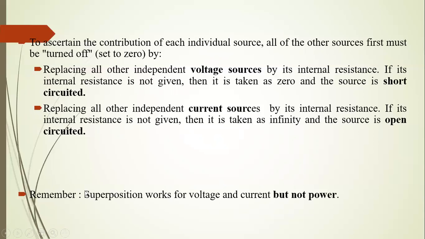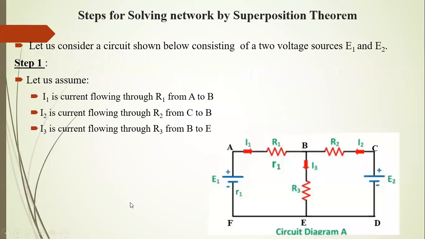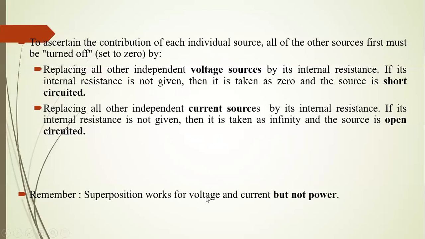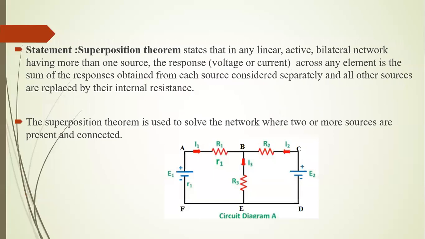Before proceeding, always remember that superposition theorem is applicable only for voltages and currents, not for power. What does it mean? In the previous slide, for example, if I have to calculate the power that is dissipated in resistor R1 when both the sources are present, I cannot calculate the current contributed by E1 and E2 separately and add it. It is not possible. Superposition theorem is only applicable to voltages and currents.